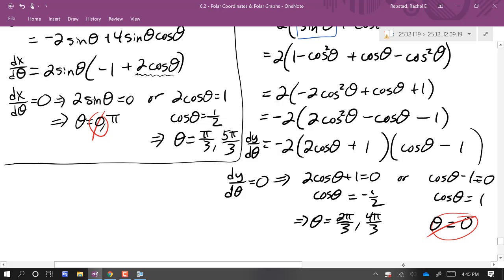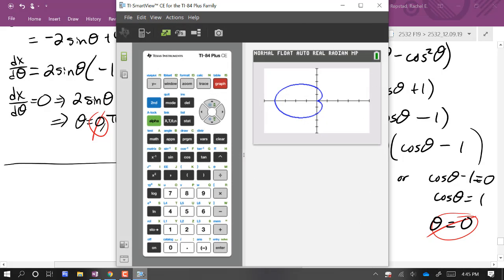Before we finish the rest of it, let's take a look at the graph. What does it mean when theta is equal to 0? At theta equals 0, that's where the angle is right on the positive x axis. So that's this piece right here, where this curve sort of folds in on itself. Then dy dx is not actually defined.